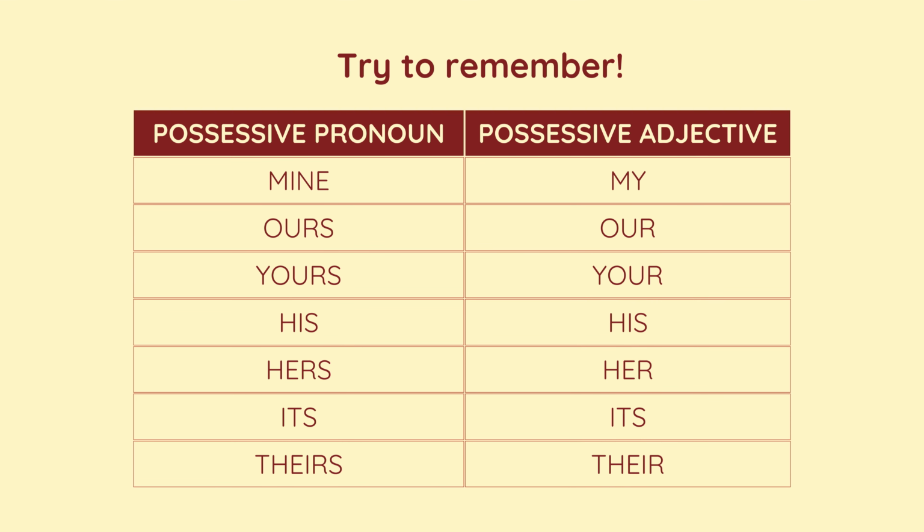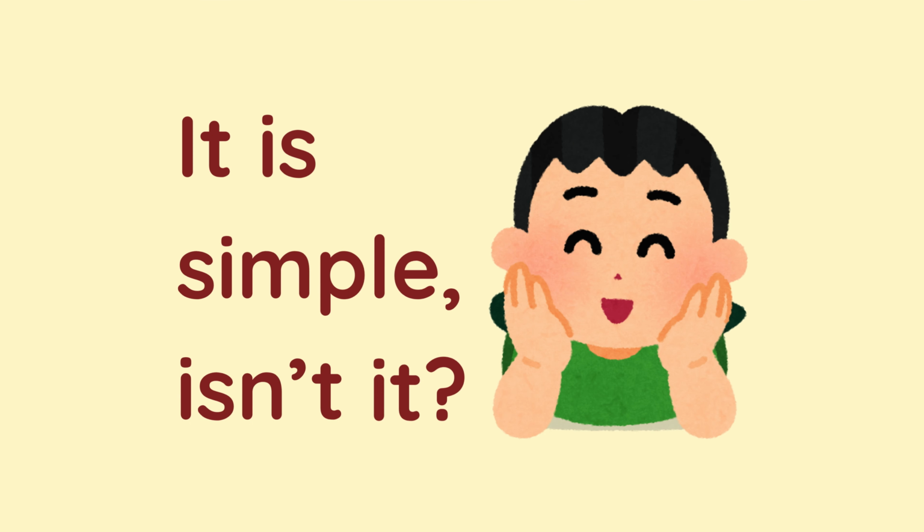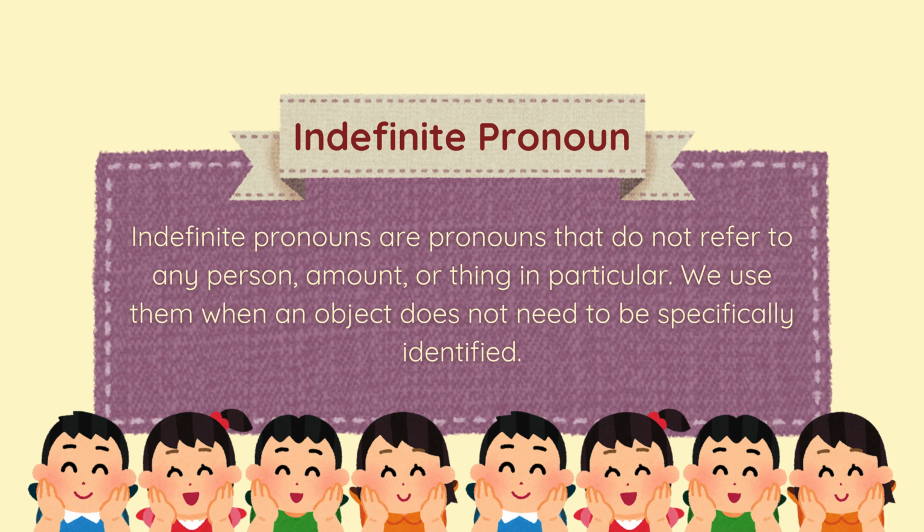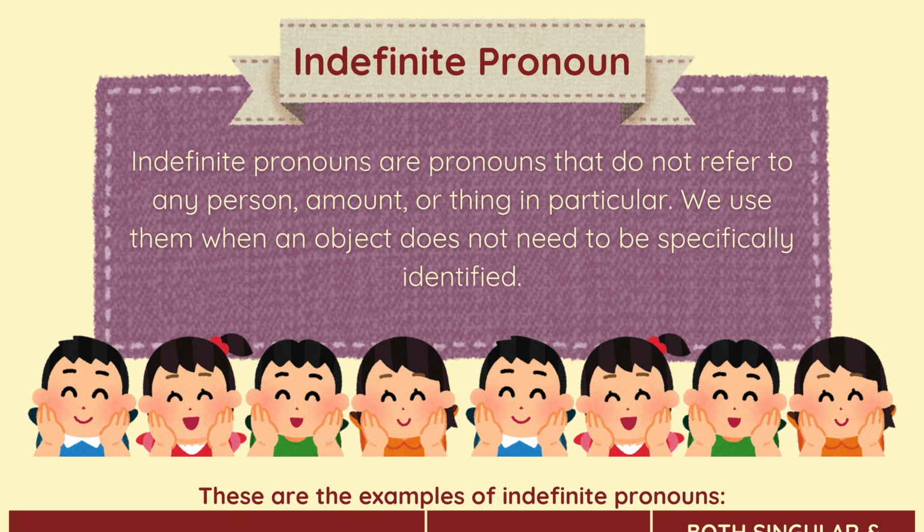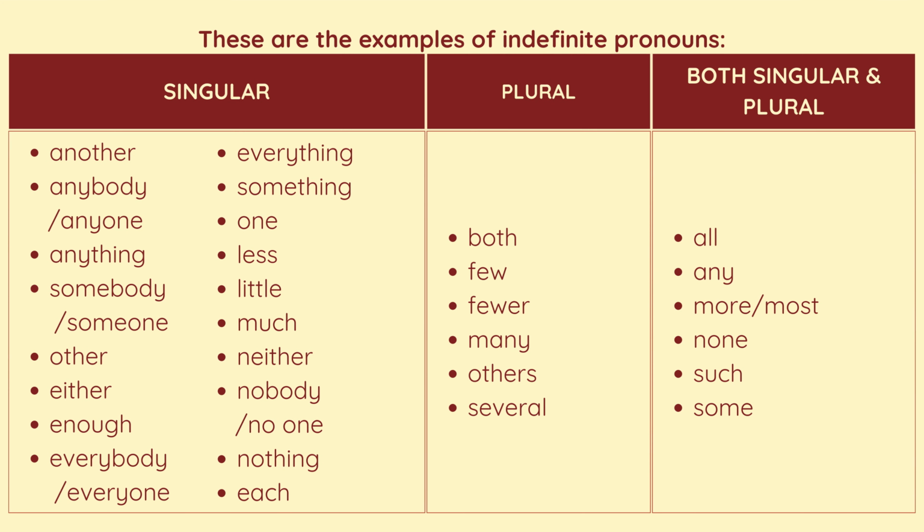Screenshot this and try to remember. It is simple, isn't it? Indefinite pronouns are pronouns that do not refer to any person, amount, or thing in particular. We use them when an object does not need to be specifically identified. These are the examples of indefinite pronouns.